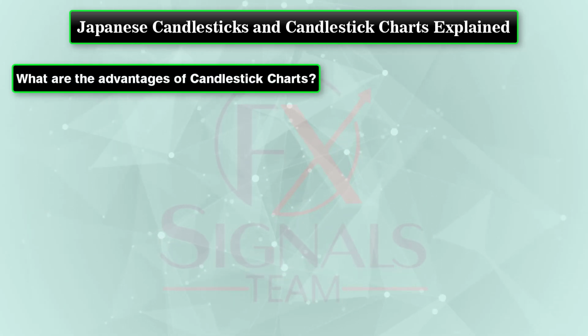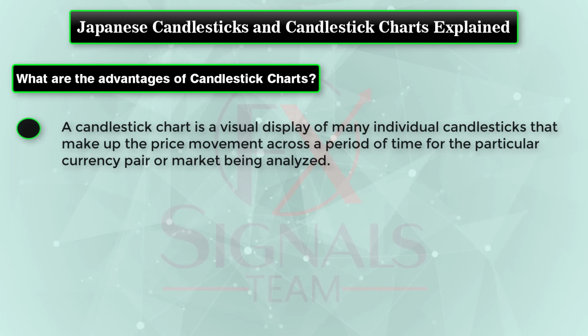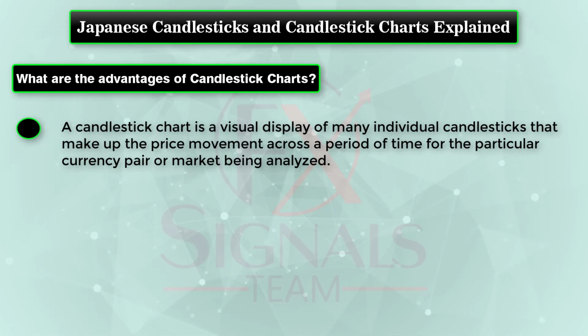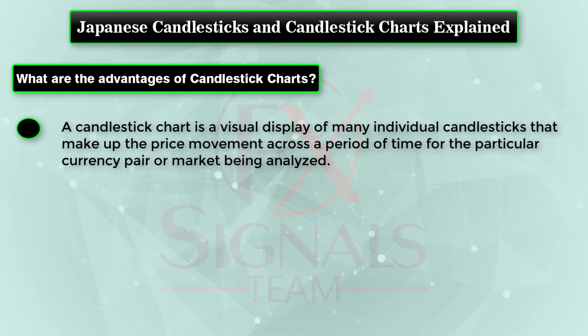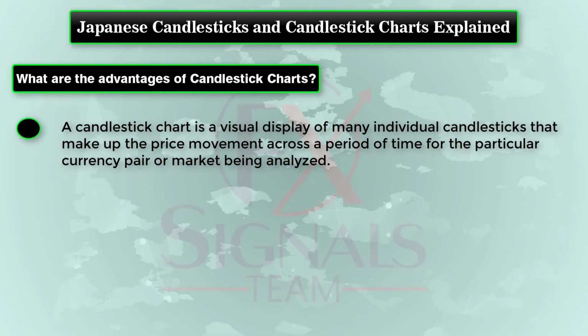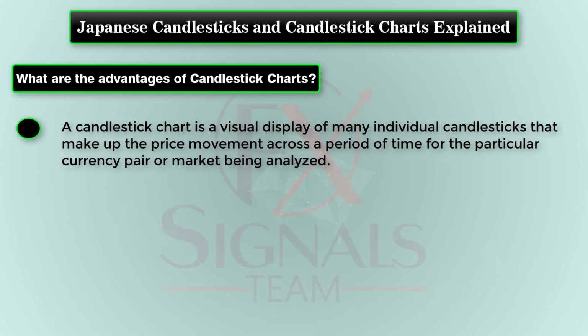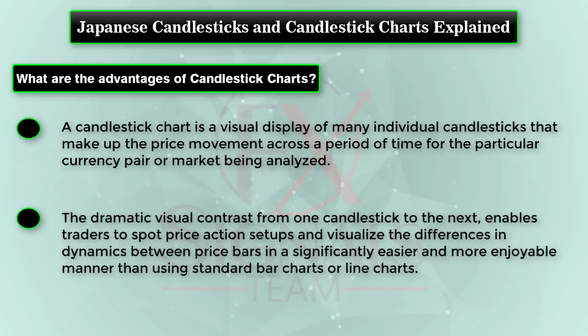What are the advantages of candlestick charts? A candlestick chart is a visual display of many individual candlesticks that make up the price movement across a period of time for the particular currency pair or market being analyzed. The dramatic visual contrast from one candlestick to the next enables traders to spot price action setups and visualize the differences in dynamics between price bars in a significantly easier and more enjoyable manner than using standard bar charts or line charts.